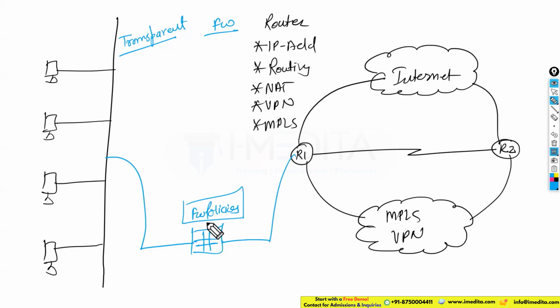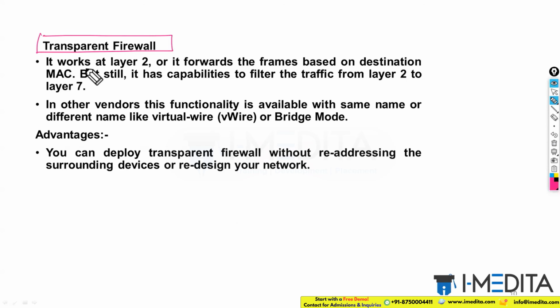The firewall has policies now. So a transparent firewall is also called vWire. It is also called bridge mode. So this is the use case of a transparent firewall, vWire and bridge mode. The same thing is mentioned here: what is a transparent firewall? It works at layer 2 and forwards the frame based on the destination MAC address, but still it has the capability to filter the traffic from layer 2 to layer 7.